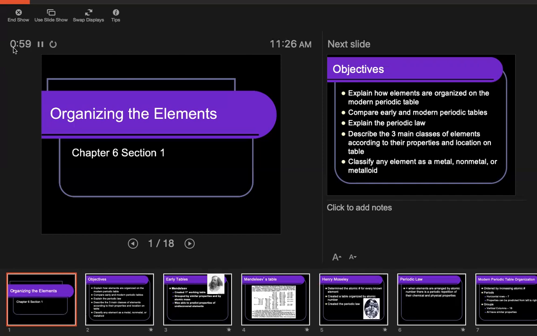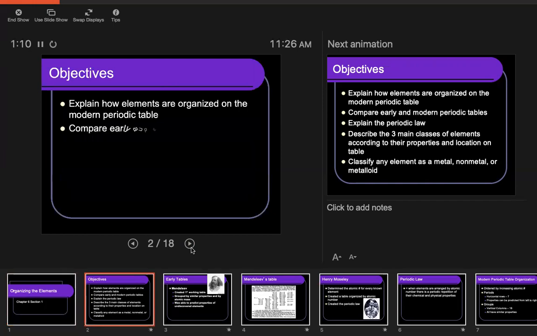Well, now we want to talk about the other tool that we use a lot in chemistry, almost daily, and that's the periodic table. So this is going to go with chapter 6, section 1. You don't have to write down objectives, but let's just talk about some of the things that we're going to do. I want you to be able to explain how the elements are organized on our table.